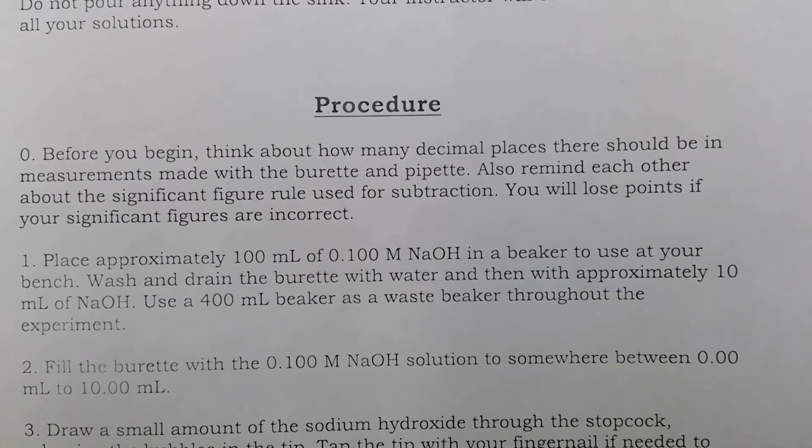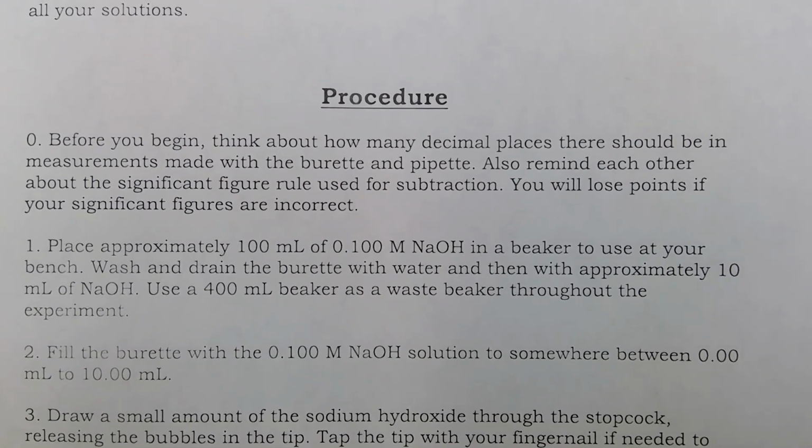Before you begin the procedure, think about how many decimal places there should be in measurements made with the burette and pipette. Also remind each other about the significant figure rule used for subtraction. You will lose points if your significant figures are incorrect. So when we look at the burette, we notice that these are in mils, and then there's tenths all the way from 0 to 50.